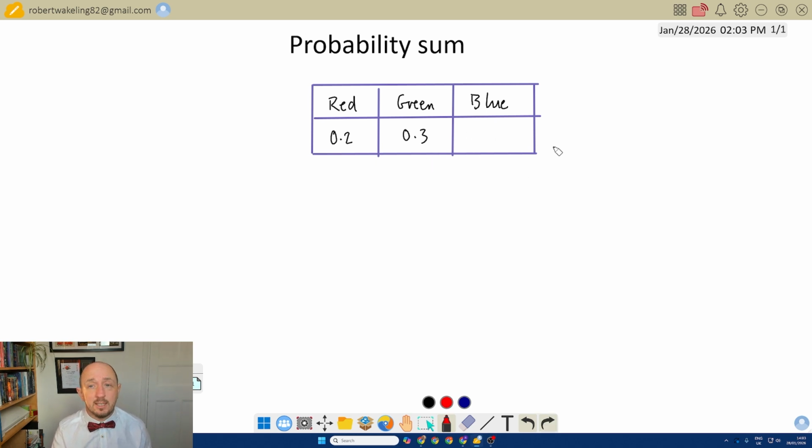All we need to know for this is that all of our probabilities always add up to 1 or 100%. So this is 20%, this is 30%, that leaves 50% left over. Okay. Sometimes there's a couple of gaps.